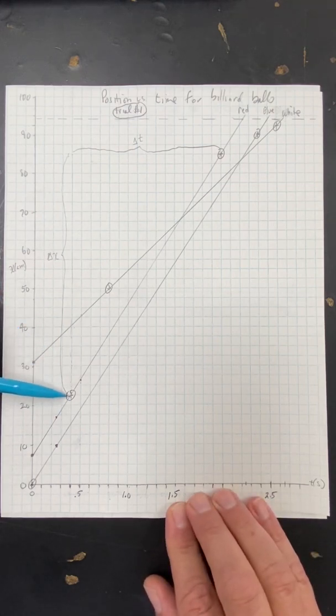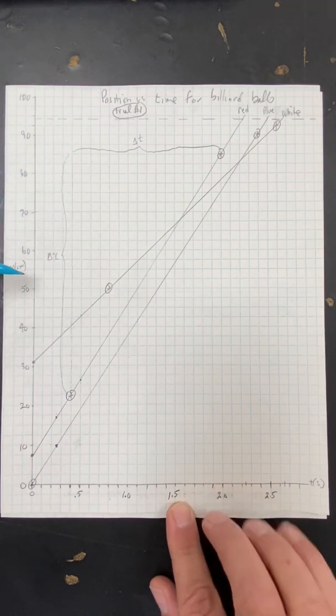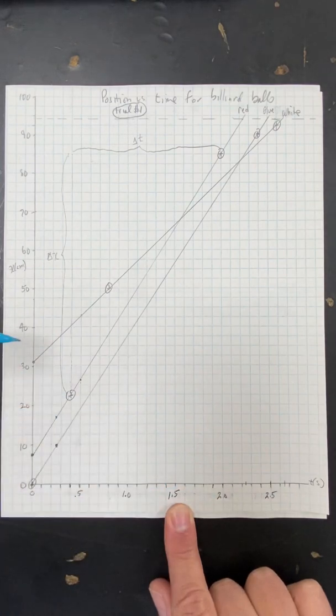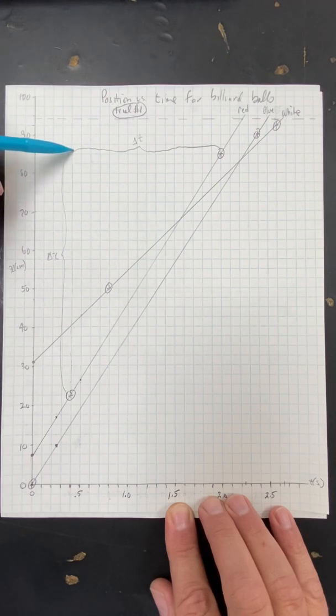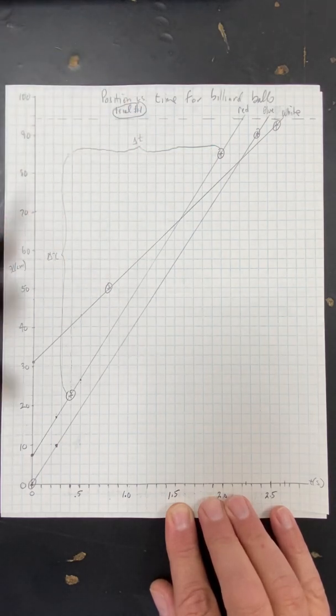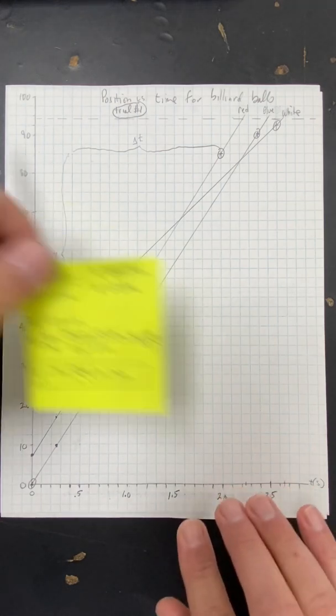The slope of a line would be the change in position. I used x to represent position. That'd be the rise, divided by the run, which is the change in time. So this is the change in position, how much the position of the ball changed in a certain amount of time.